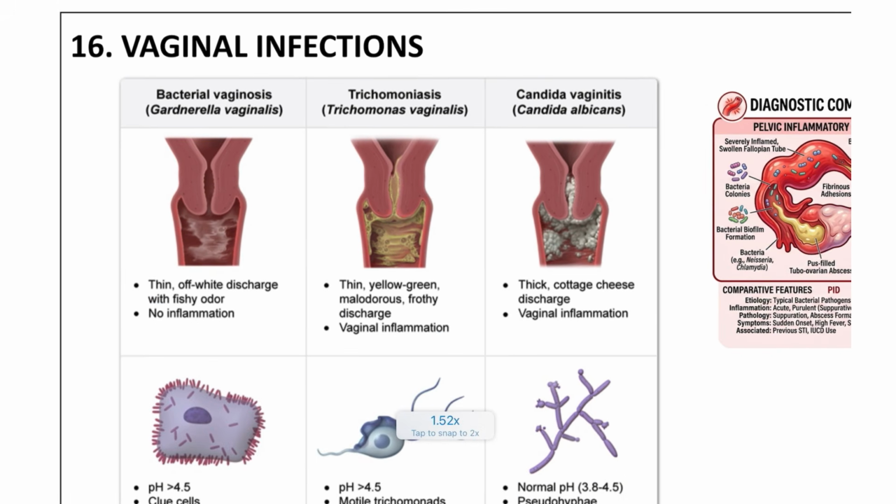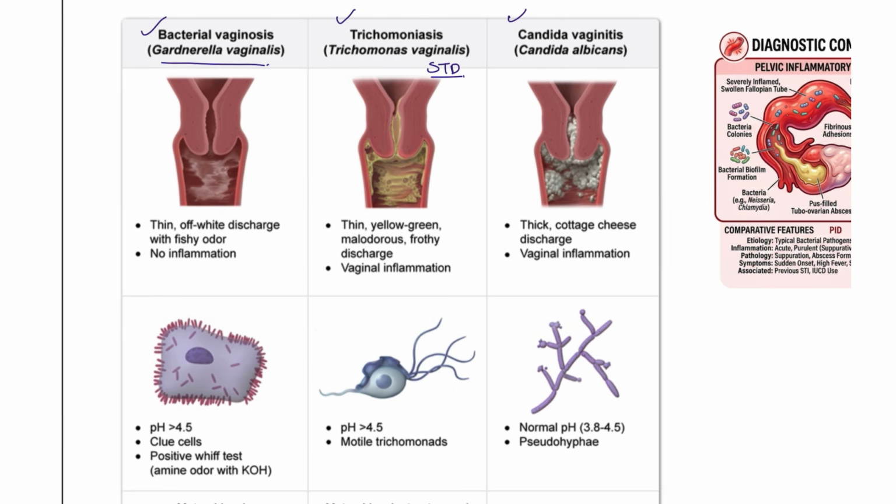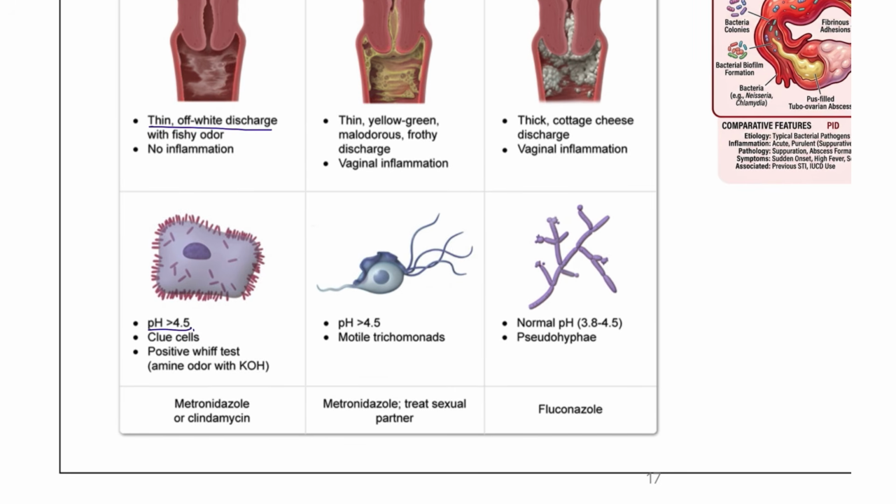Next topic, vaginal infections, which are divided into bacterial vaginosis, trichomoniasis and candida. Among these, trichomoniasis is considered an STD. Bacterial vaginosis is due to Gardnerella vaginalis, and the pH in these patients will be more than 4.5. The discharge is thin, off-white with a fishy odor. On microscopy you see clue cells, which are epithelial cells covered with bacteria, and a positive whiff test with KOH is present. The scoring we use for this patient is the Nugent scoring.